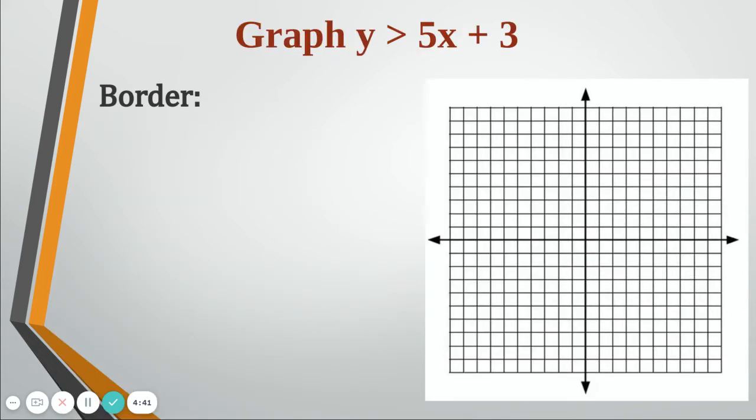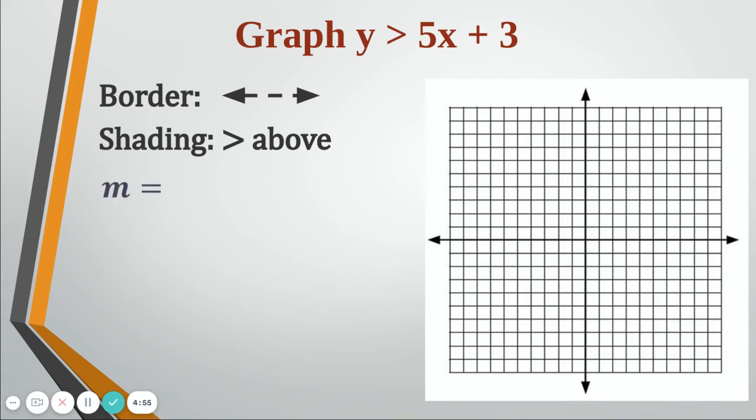Next example. Since I have the greater than symbol, that is a dashed line. The shading is above because that's what the greater than symbol means. My slope is the coefficient next to x, which is 5, and my y-intercept is 3.